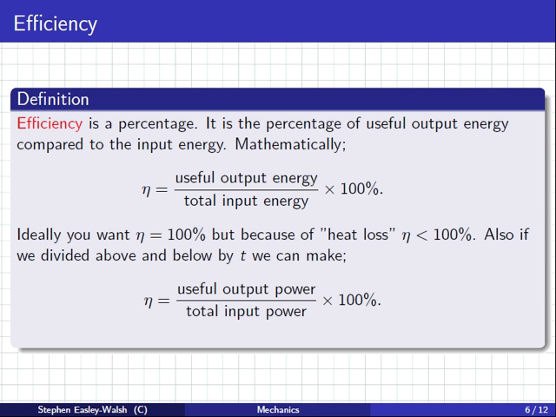Now look, I say there, ideally you want the efficiency to be 100%. But because of heat loss and other reasons, it's never 100%. It's always less than 100%. There is one thing in your home that might be close to 100%. So what thing in your home do you think is closest to 100% efficiency?